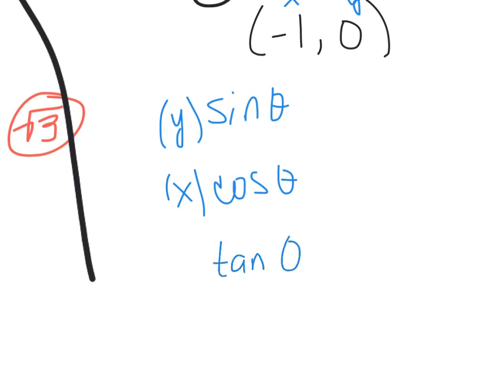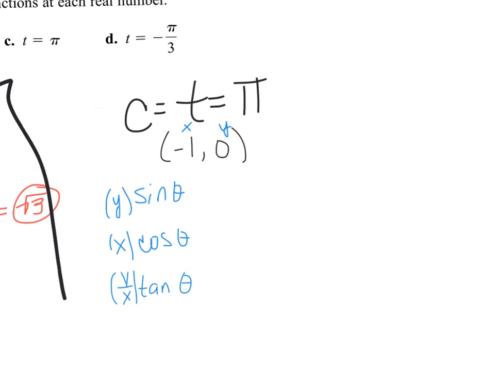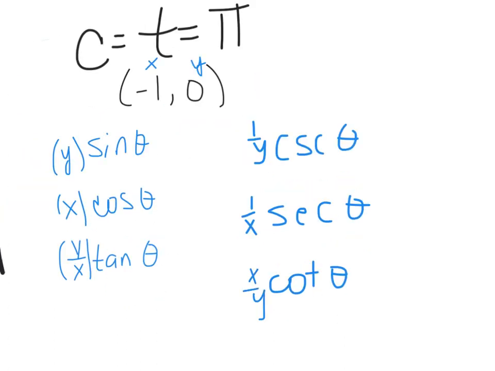Tangent of theta is going to be y over x. And then our reciprocals are the flip. So I have cosecant theta, secant theta, and cotangent of theta. So cosecant is 1 over y, secant is 1 over x, and cotangent is x over y.